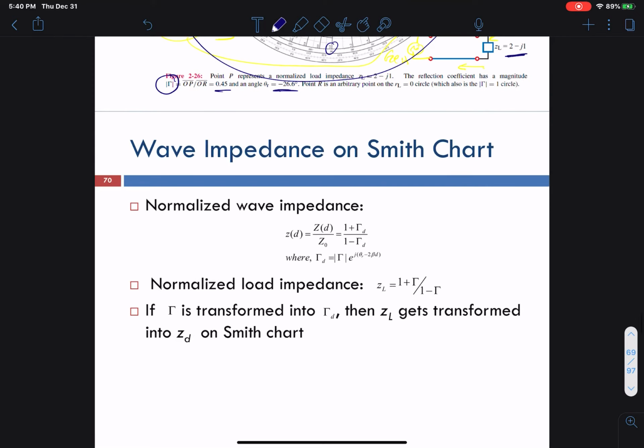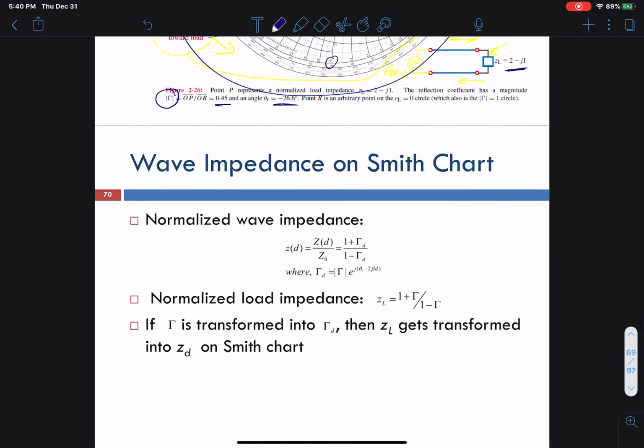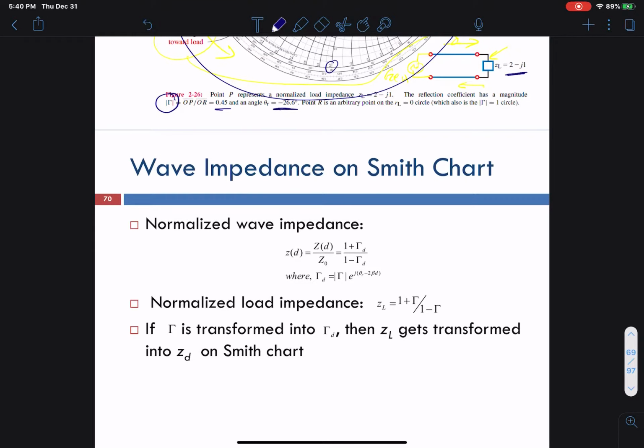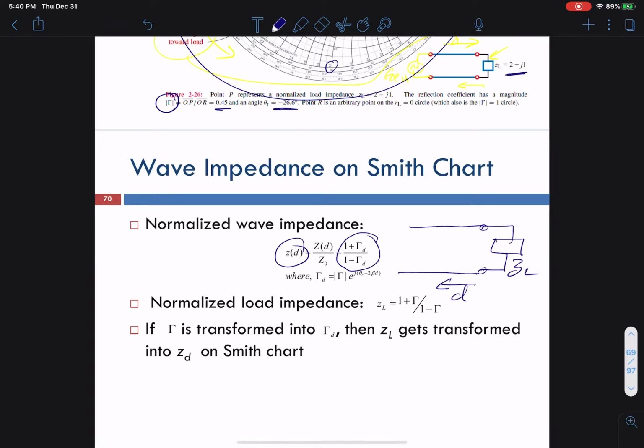Again, if you walk through the line, let me draw it over here. Let's say this is your ZL, and if you walk this way, distance D, your impedance becomes ZD. That can also be expressed with the reflection coefficient at that point. So what is gamma D? You have seen that before. That is gamma D here, right? So how much you walk, D is in terms of lambda.